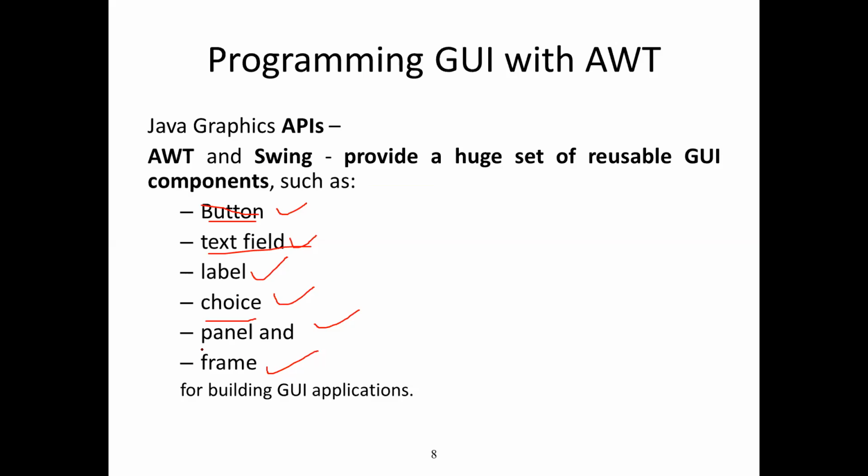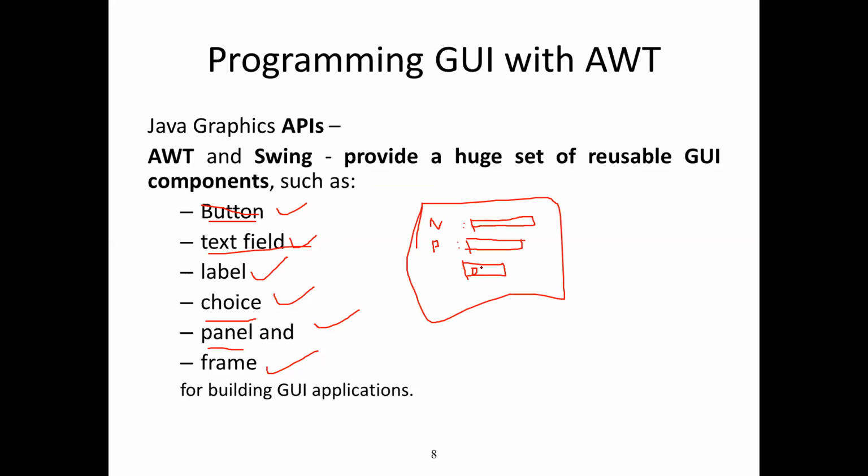Okay, next comes the panel. Panel is a kind of layout, so you want to keep all your components. For example, I want to create a form, something like this. I want to give "enter name", and after the name, you want to give a text field. Then "enter password", then give a text field again. Then a submit button, or I'll call it the OK button. So this you want to create.